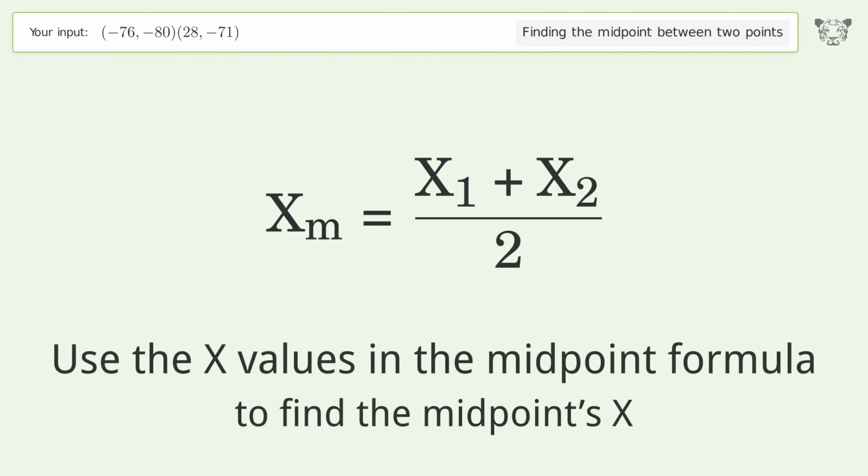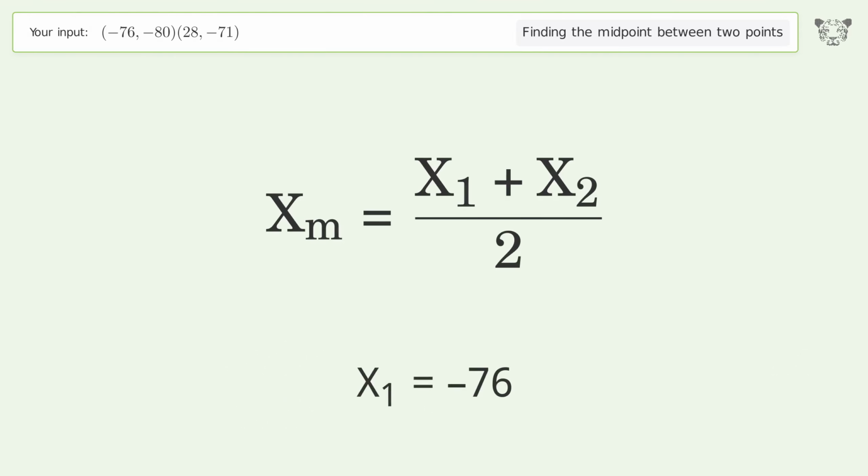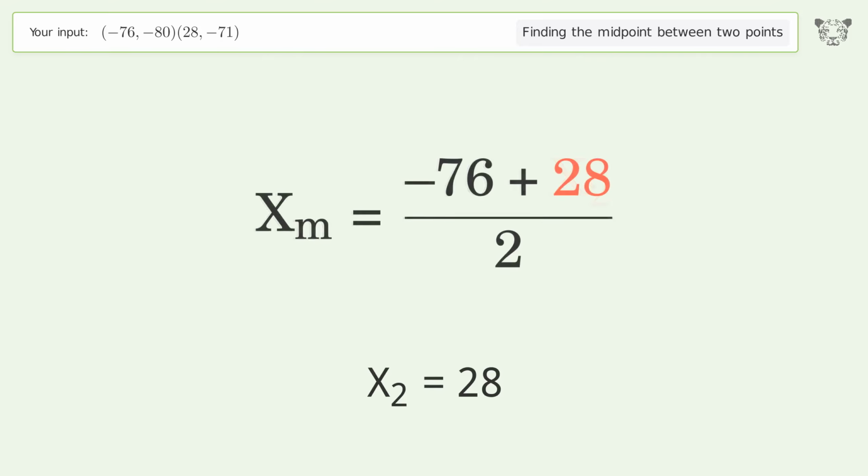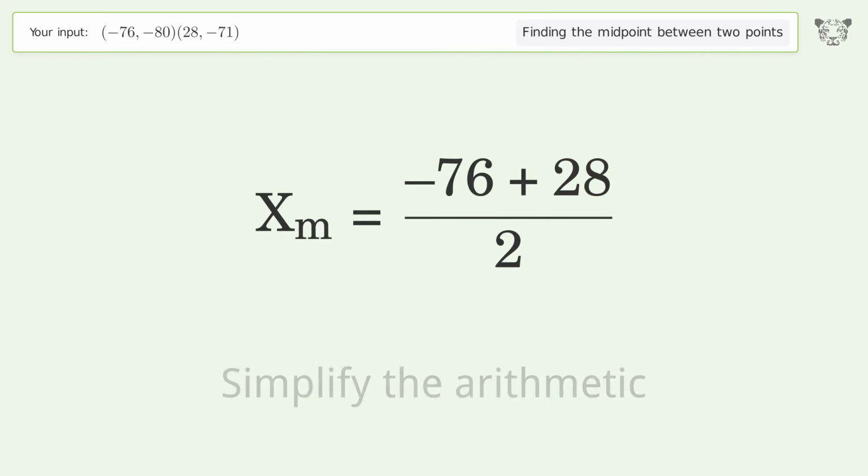Use the x values in the midpoint formula to find the midpoints x. x1 equals -76. x2 equals 28. Simplify the arithmetic.